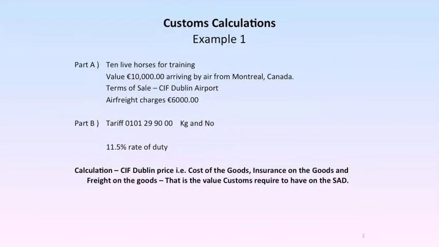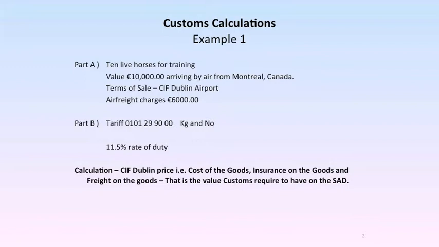Now we're looking at example number 1. We have a shipment of 10 live horses for training. The value is €10,000 arriving by air from Montreal, Canada. Terms of sale, CIF Dublin Airport. That is cost, insurance and freight up to arrival Dublin Airport. Air freight charges of €6,000. Now this will be shown as a separate breakdown on the invoice, and it will be included in the €10,000.